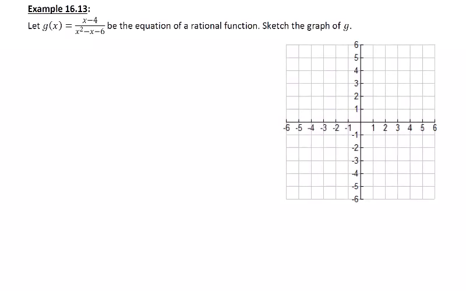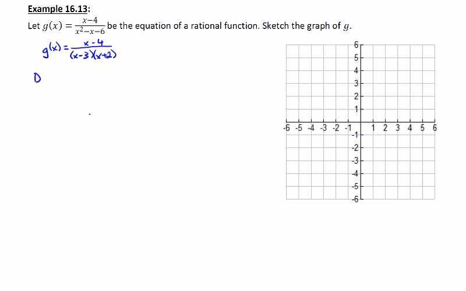Example 16.13 gives us another look at sketching the graph of a rational function. Here we have g of x equals x minus 4 divided by x squared minus x minus 6. In order to start my process, I need to know what the domain is going to be, and I really need to get the denominator factored to do that. So the denominator is going to factor nicely as x minus 3 times x plus 2, and my numerator doesn't need to be factored. I'll just leave it as x minus 4.